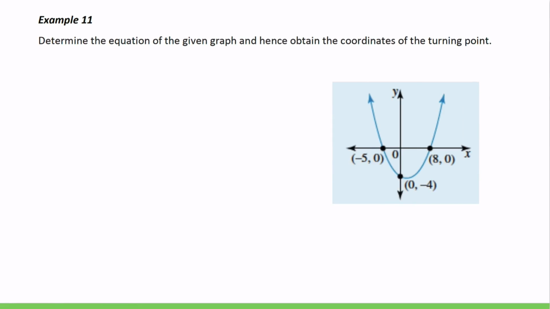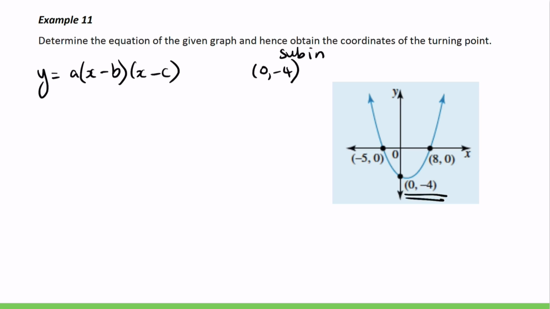This is our last example where we need to determine the equation of the graph and hence obtain the coordinates of the turning point. So they've already given me a diagram. They haven't given me any specific form that I need to put it in, so you can just use whichever form is easiest. In this case, I can see that I've got 2 intercepts, so I will use the intercept form to be able to find those. So that'll be a(x - b)(x - c), where b and c are both intercepts. And I also have another point that I can substitute in, which is (0, -4).